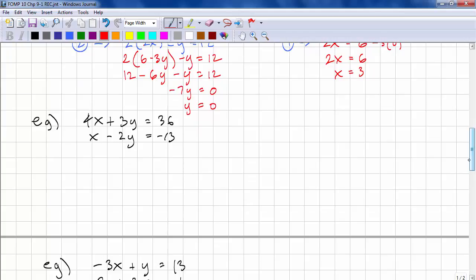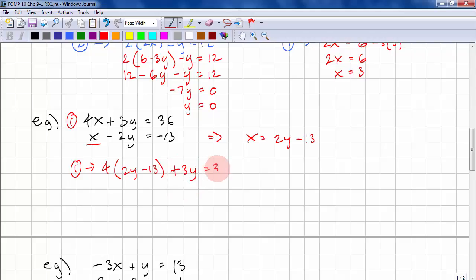Let's look at a different problem. Which one's easier to work with? X, because now we can just substitute x. Move the negative 2y over to the other side, it becomes positive 2y minus 13. And we substitute into 1. We're substituting into 1, so we have 4, and we use brackets. 2y minus 13 plus 3y equals 36.